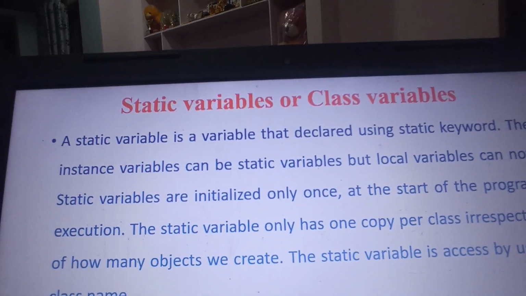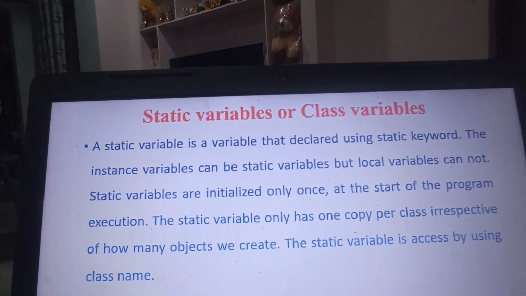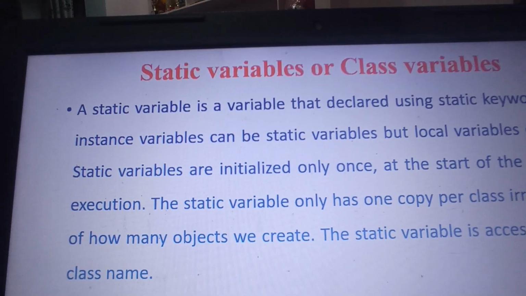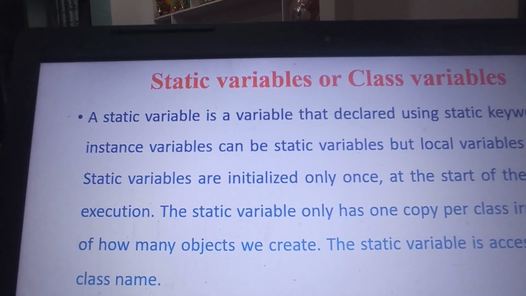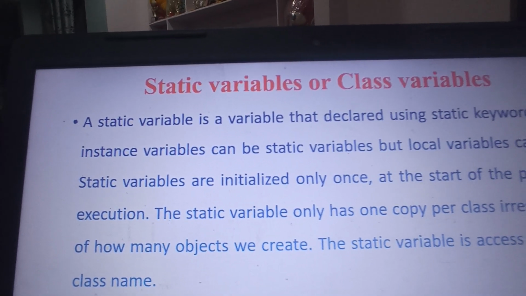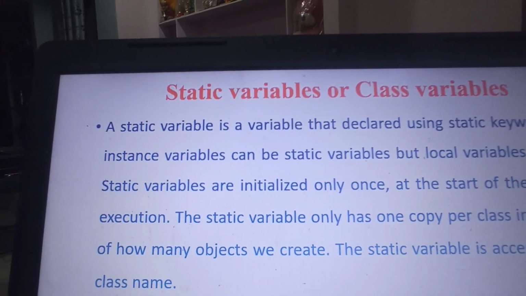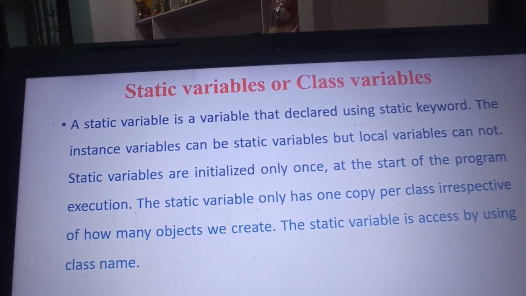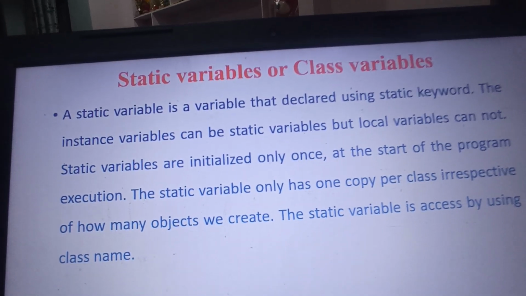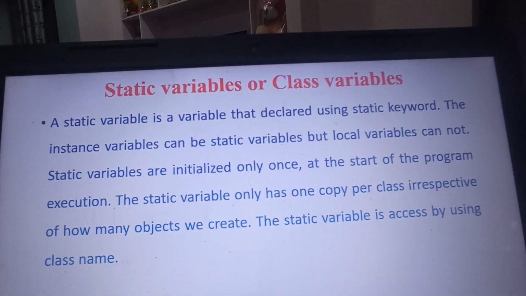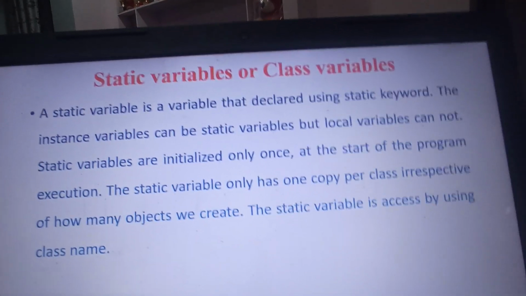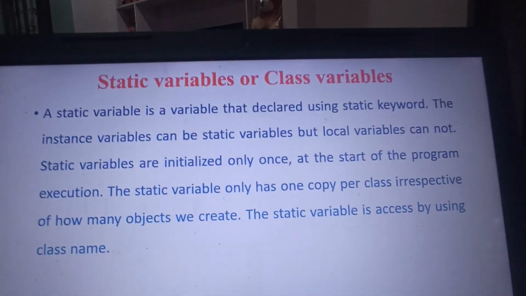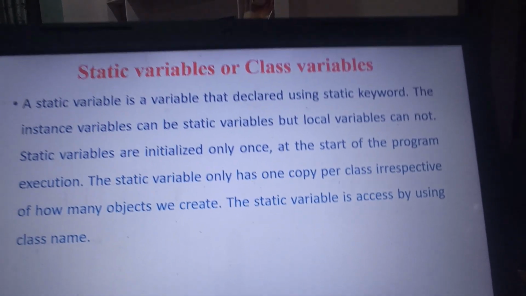Then coming to the static variable or class variable. What is called a static variable? A static variable is a variable that is declared using the static keyword. That is the reason it is called a static variable. Then why is it called a class variable? Because these variables are accessed by using the class name. Please remember, for declaration of the variable we use the keyword static, but while you assign the value, at that time you use the class name.